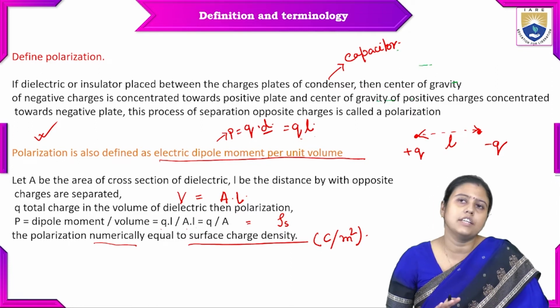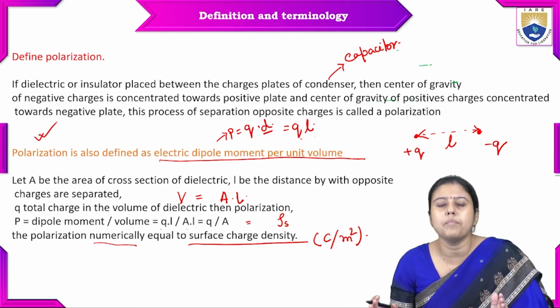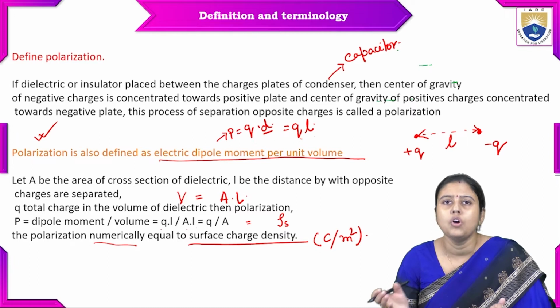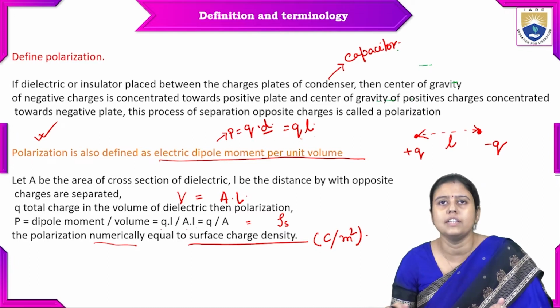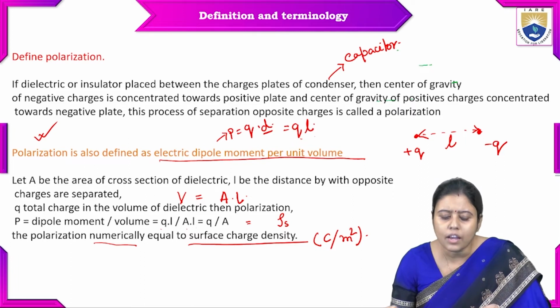So what is polarization? Just one quick review. Polarization means if there is any dielectric or insulator in between two capacitor plates, the CG of the positive charge leans towards the negative charge, and the CG of the negative charge comes near to the positive charge, and this process of separation of charge is known as the polarization.